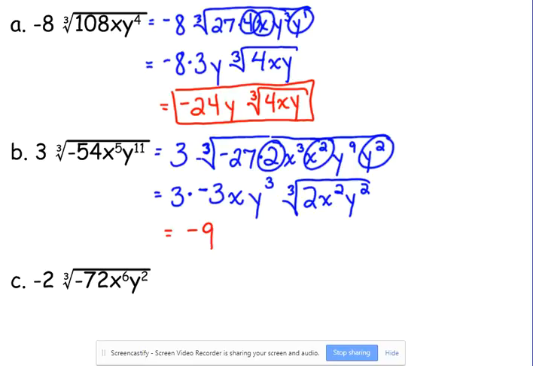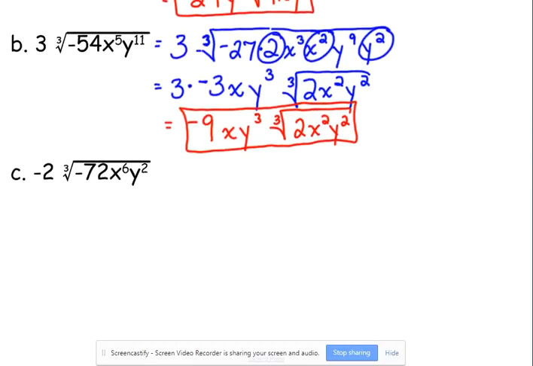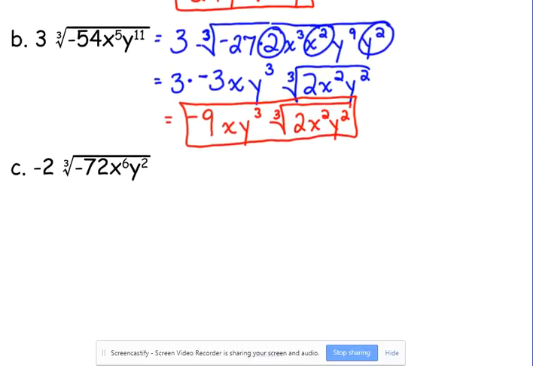So -3 times +3 is -9. Xy cubed, make sure that your exponent and your root do not merge. Don't make that a 33, or don't count the y cubed as the root. Okay, so let's do one more of these and we will be finished for today.